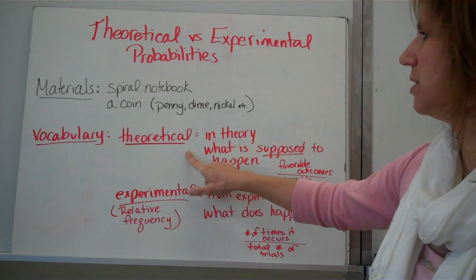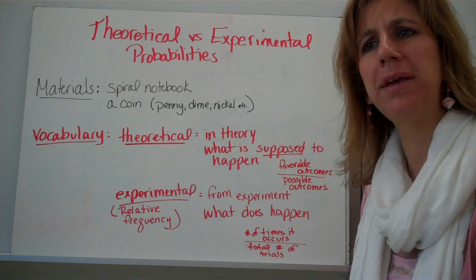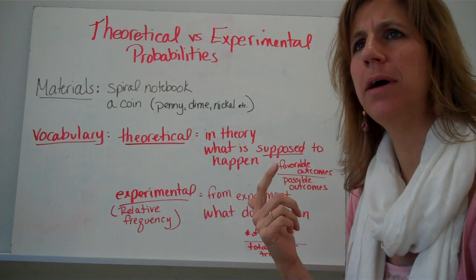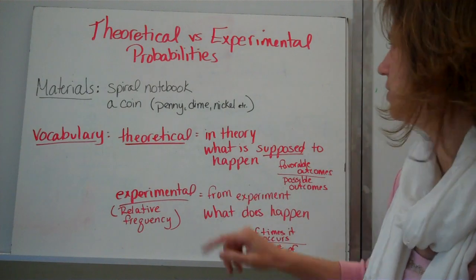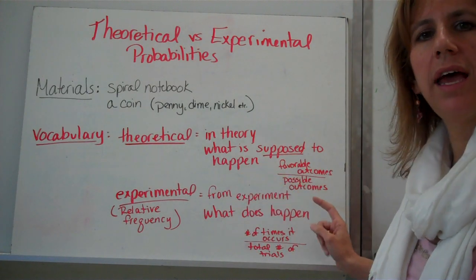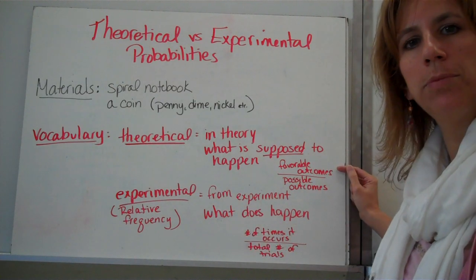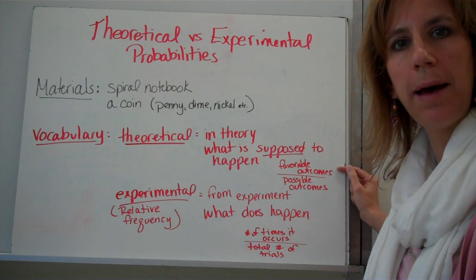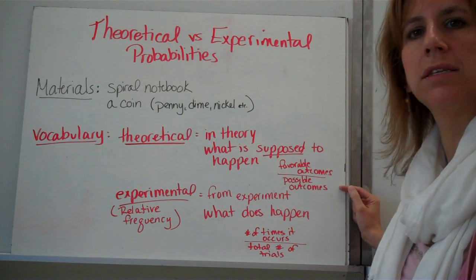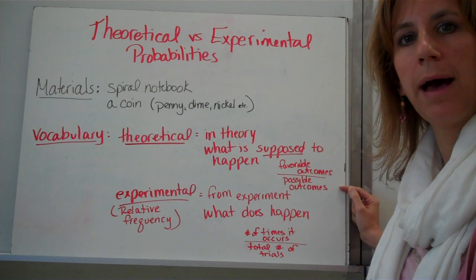All right, theoretical is in theory. Theory means, gosh, if I'm thinking about this, what is supposed to happen? And the official formula for this is you've got your favorable outcomes, things you want to happen, over your possible outcomes, all the things that could happen.